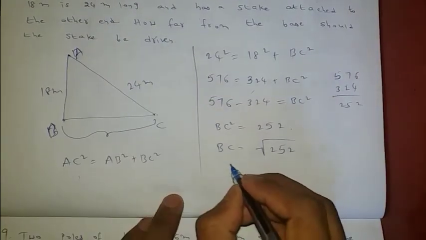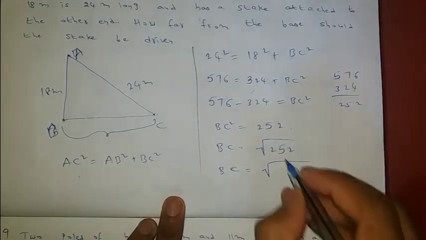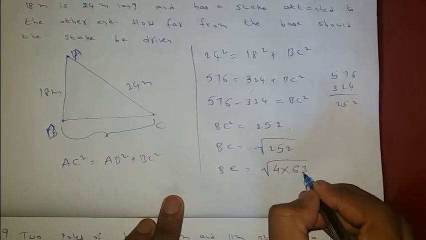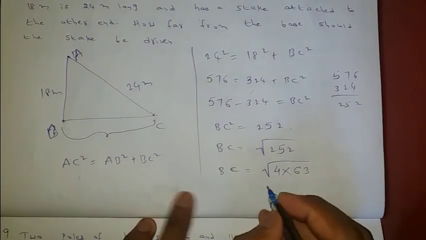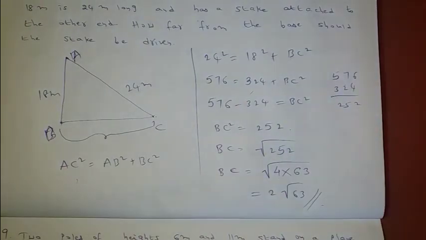Still, if you want to write more, under root 252 can be written as 4 into 63. 4 times 6 is 24, 4 times 3 is 12. Now root 4 becomes 2. So BC equals 2 times under root 63.